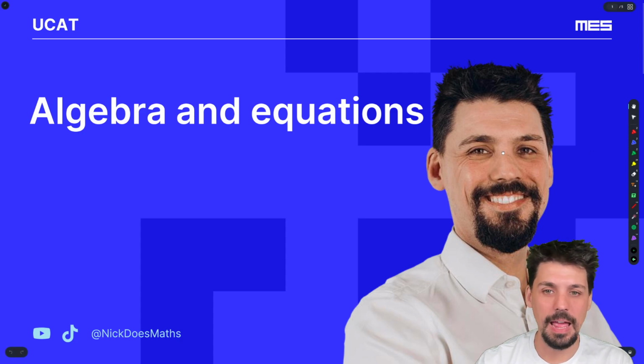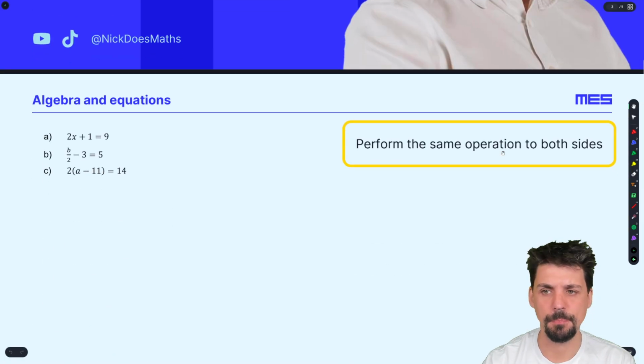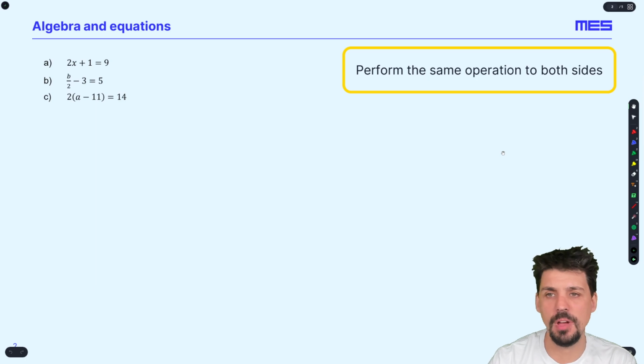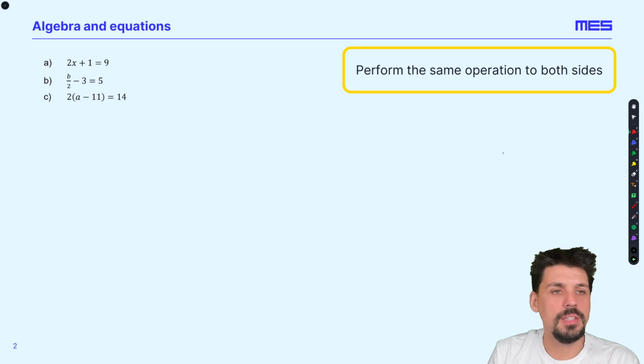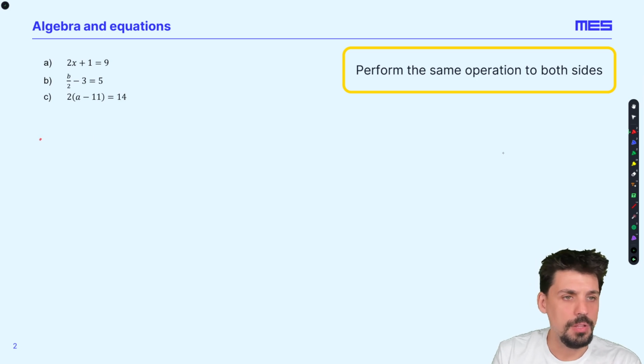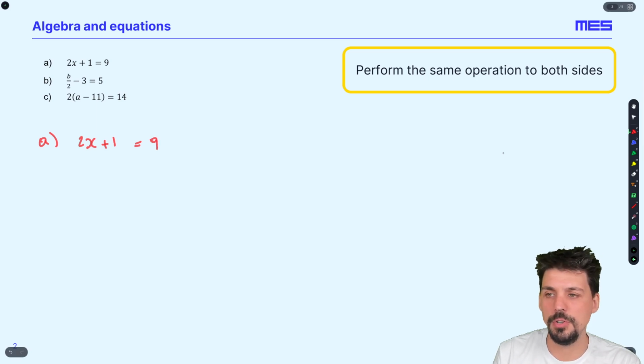Let's play algebra and solve some equations. We will remember this from our GCSE, but it can be worth reiterating if it's been a while since you've been playing with algebra. The key to solving any equation is this: you perform the same operation to both sides. This is an equation. The two sides are equal. So if you want them to remain equal, whatever you do to one, you do to the other.